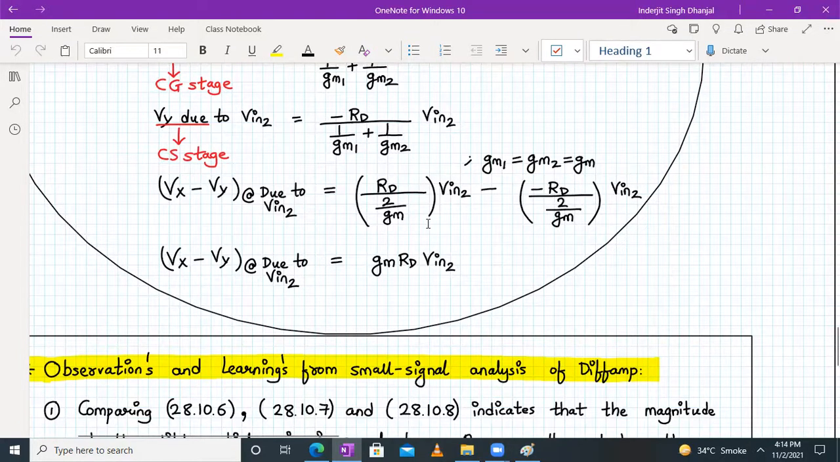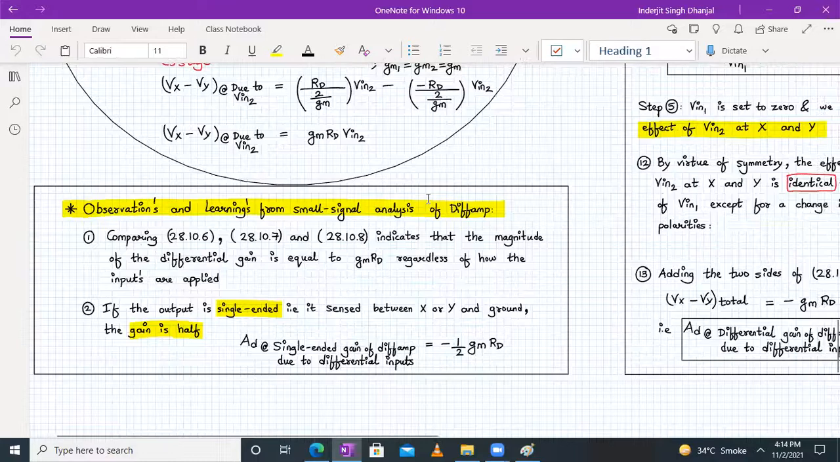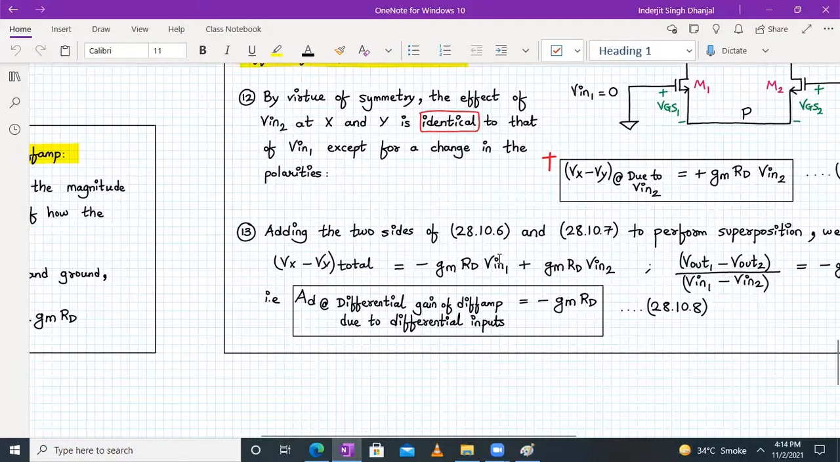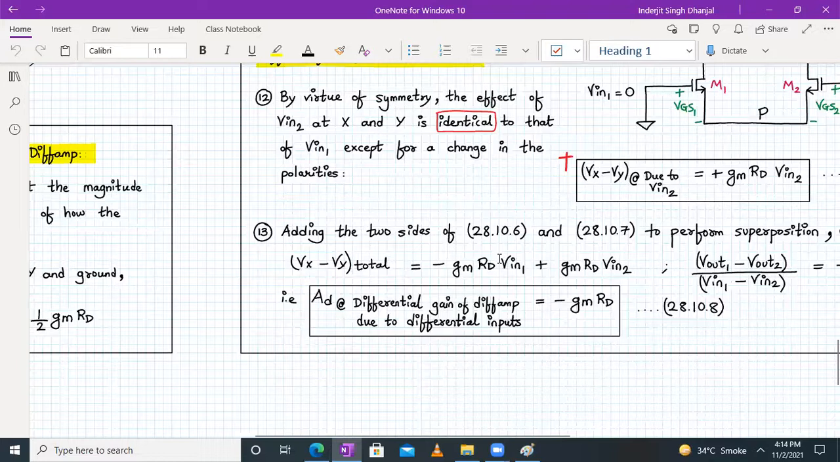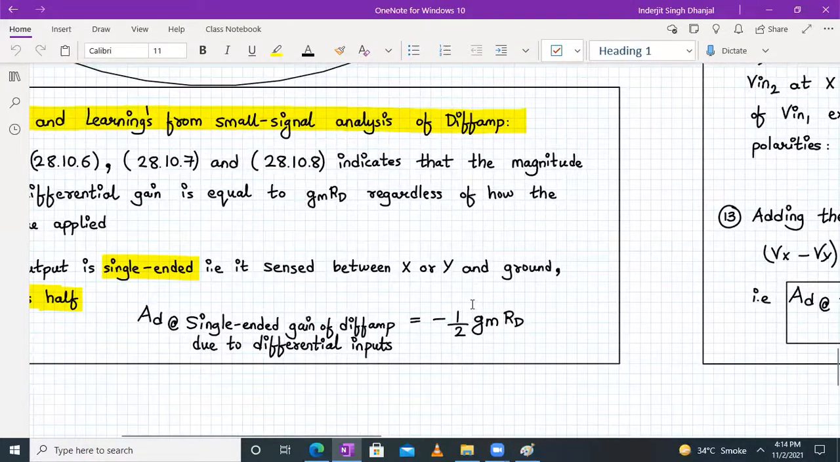Here, Vx minus Vy will be equal to gm RD into Vin2. You can go through this analysis. We assume that gm1 and gm2 are equal to gm only, their transconductances are matching. Along with the observations we learned from the formulas, the differential gain of a differential amplifier is given by minus gm RD, and the single-ended gain of a differential amplifier due to differential input will be minus half gm RD.